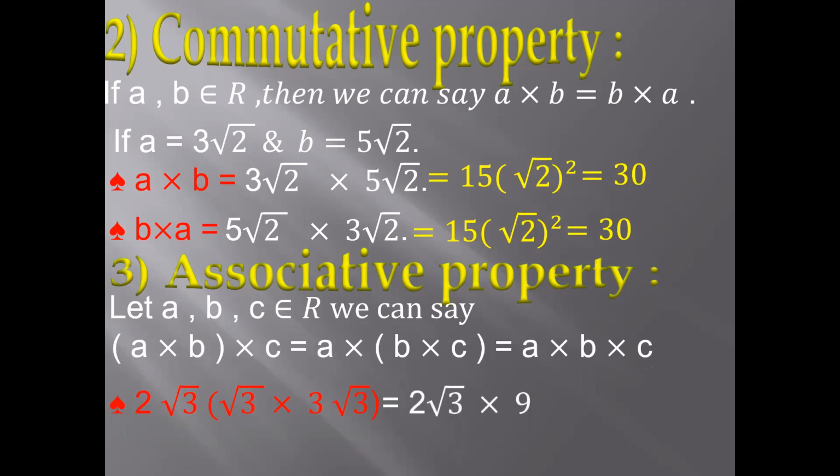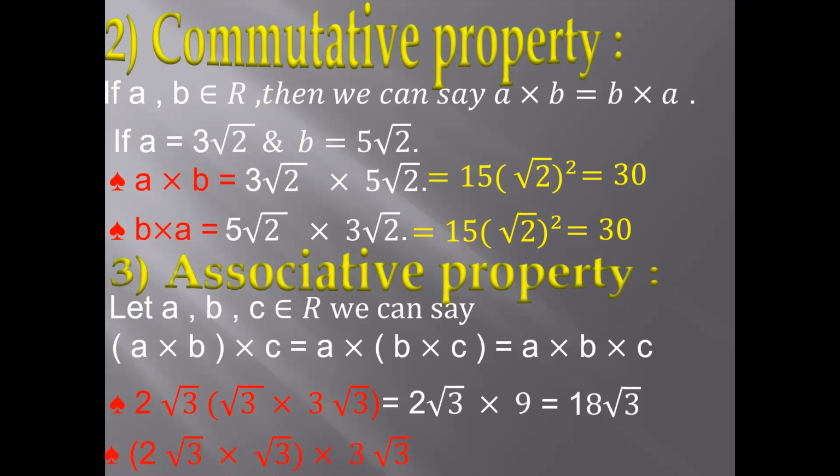It will be equal to root 3 times 9, because root 3 times root 3 equals 3. So it equals 18 root 3, because I make 2 times 9 equal 18 and put root 3 with it. It will be 18 root 3. So root 3 times root 3 in brackets times 3 root 3.